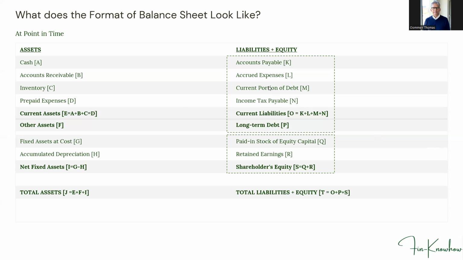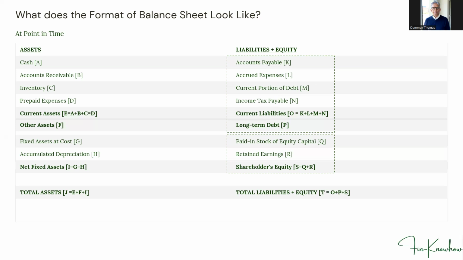Now we're going to move to the right-hand side. You will see two boxes that I have created to highlight the two parts of the liabilities and equity side of the balance sheet. As you see, the liabilities and equity side is the right column of the balance sheet. The top box includes all things that the firm owes third parties.